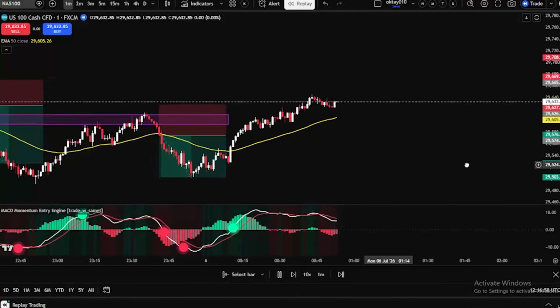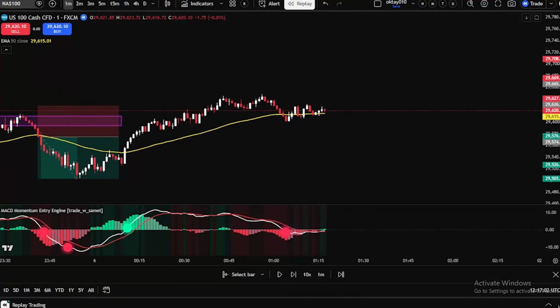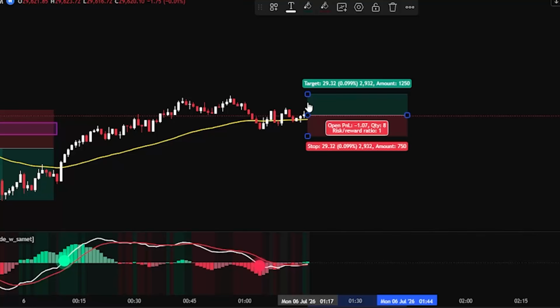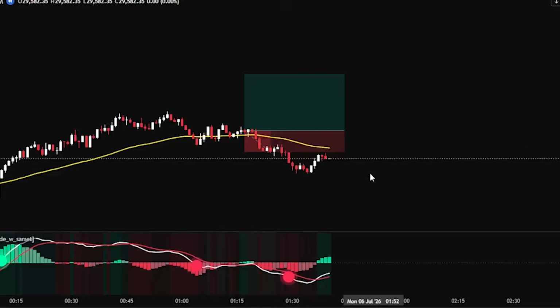But before doing this, go and demo trade this strategy and see how many trades you make a profit. If there were 4, this will work for you. If it was lower, you should optimize it and confirm it more completely.